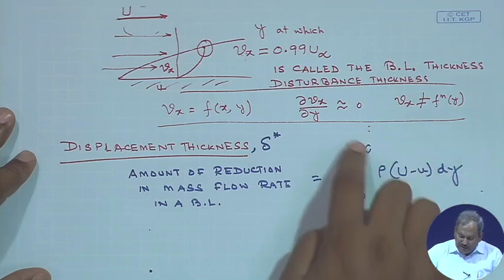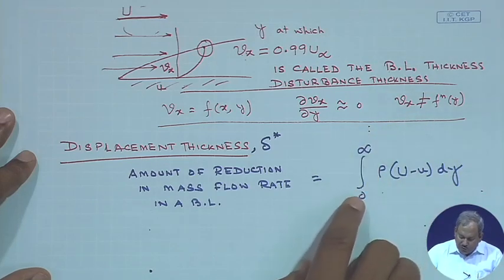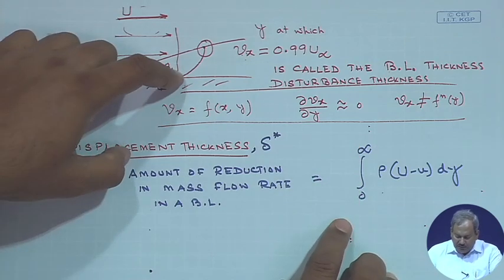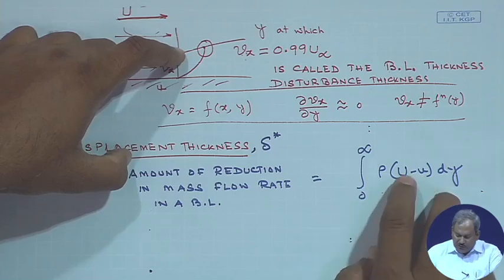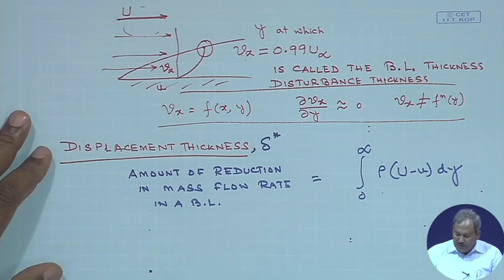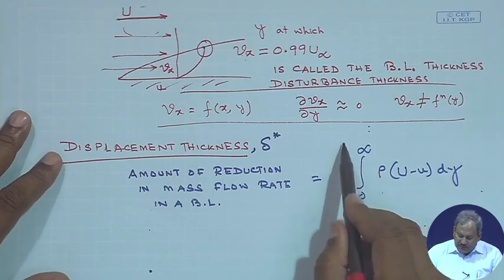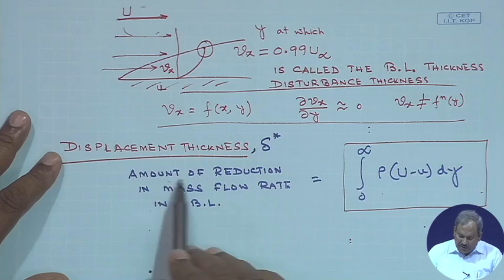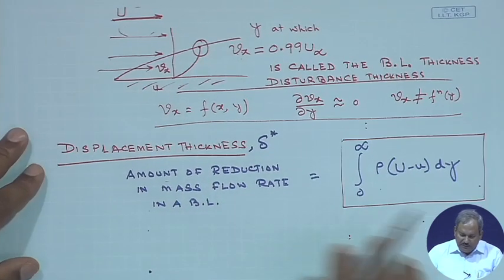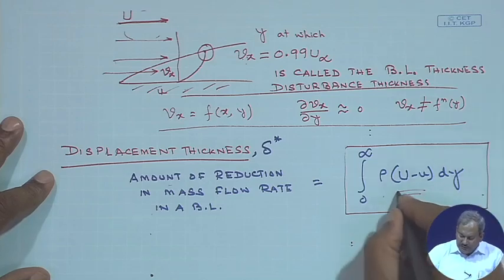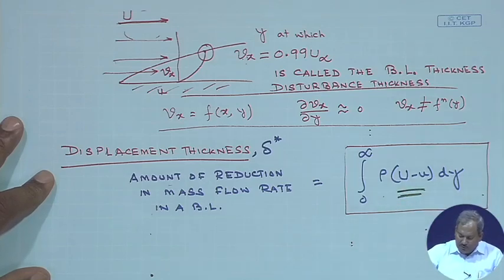So, if I integrate it from 0 to infinity, though I understand that I do not have to integrate it from 0 to infinity, I can simply integrate it from 0 to delta, because by definition small u becomes equal to capital U once you cross delta. But anyway, in order to keep the generality, we keep this definition, which gives me the reduction in mass flow rate inside a boundary layer. So, this denotes the reduction due to the presence of the boundary layer.